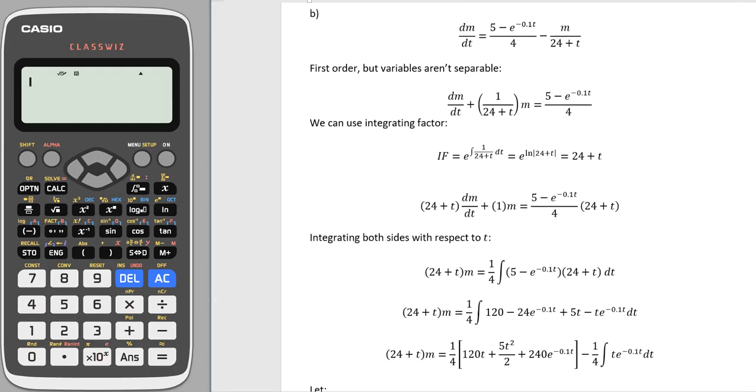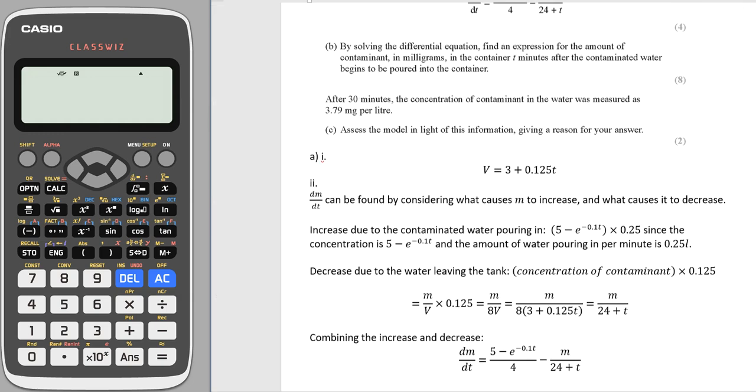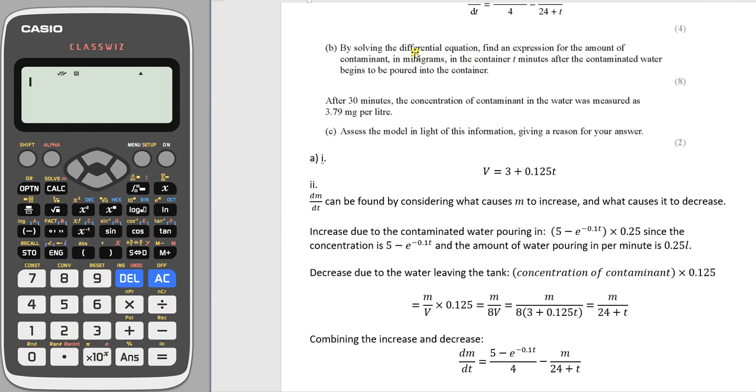And the next part of the question, so we've done the 8 mark of it, we've found an expression for the amount of contaminant in the container t minutes after. Then it gives us this, which is really helpful in fact. This final part allows us to check that we've done things right. After 30 minutes, the concentration of contaminant is 3.79 milligrams per litre.